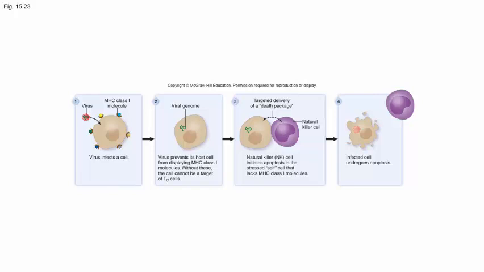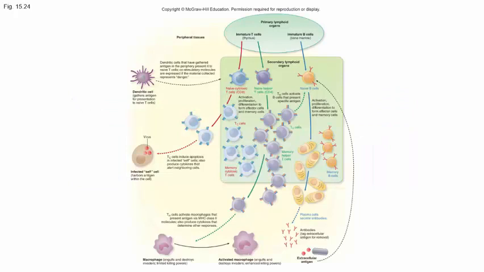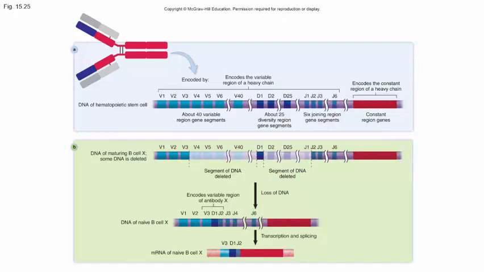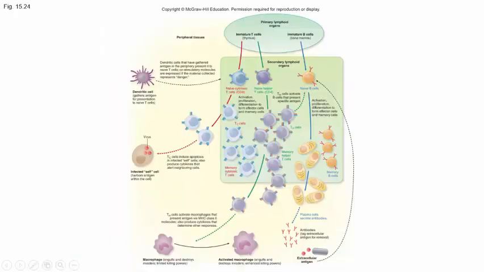NK cells attach to the Ig antibodies bound to the cell and release perforins and protein-containing granules into the cell, which trigger apoptosis to the cell. Okay? Now, this, as we move into figure 15-24, is sort of the big picture here. Okay? Nope, let me go back here.